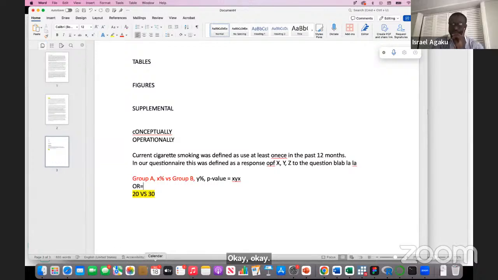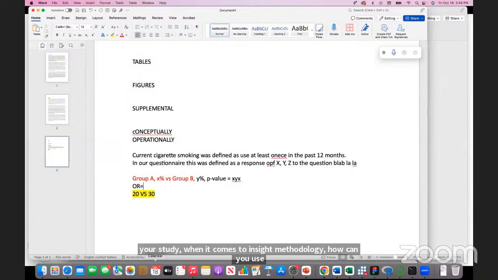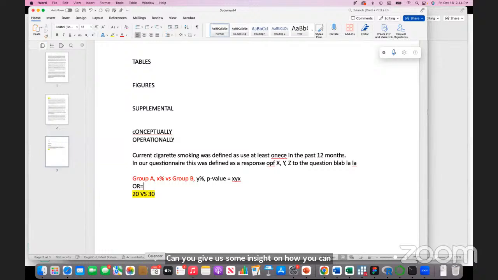Okay, for research methodology, if you are conducting quantitative research, is there any particular practical guidance on how to develop a framework for your study when it comes to research methodology? Can you give us some insights on how to go about developing a framework for your study if you are working on a quantitative or qualitative research?